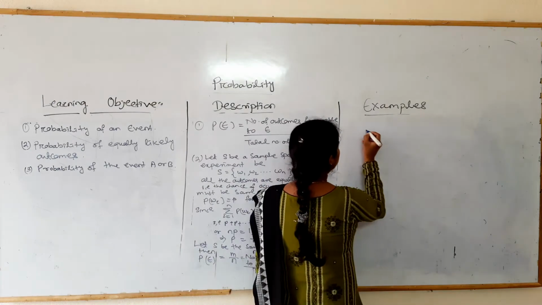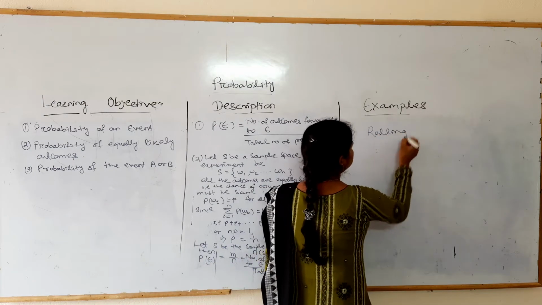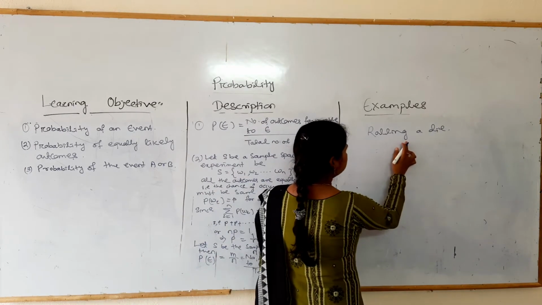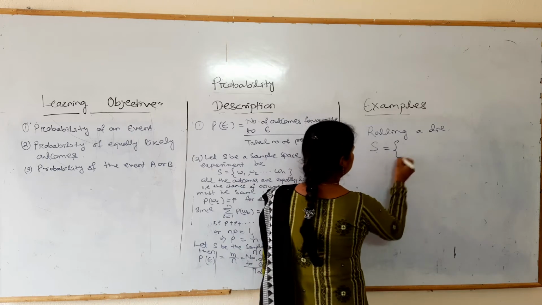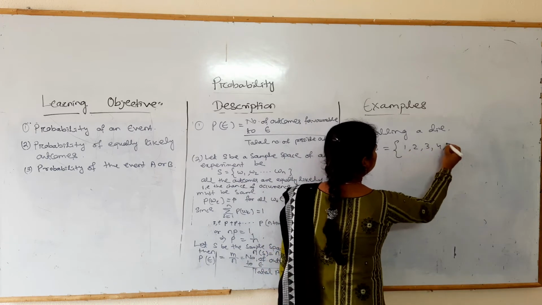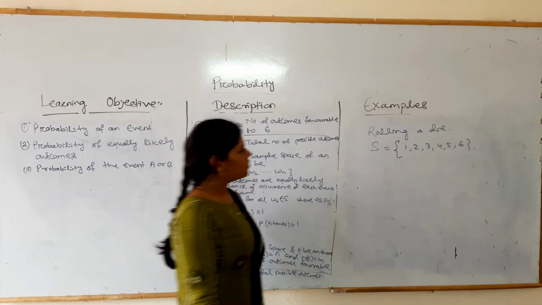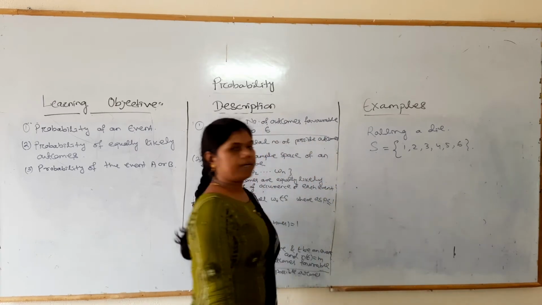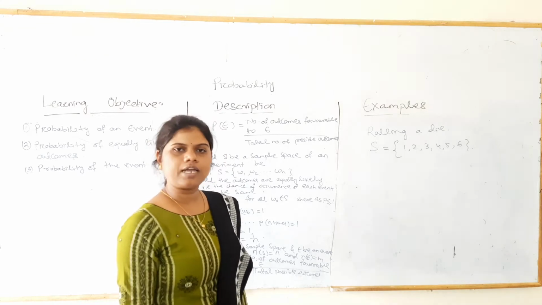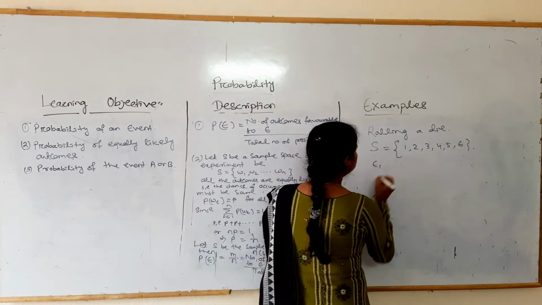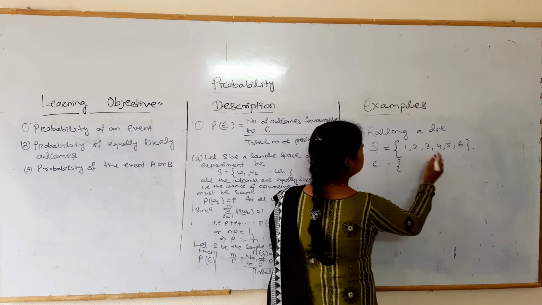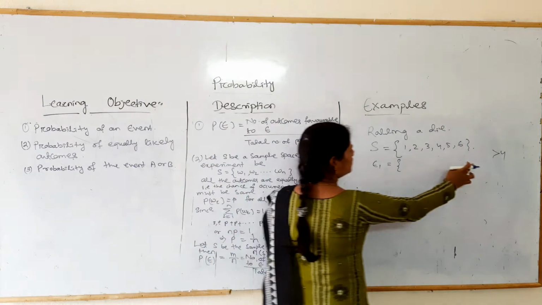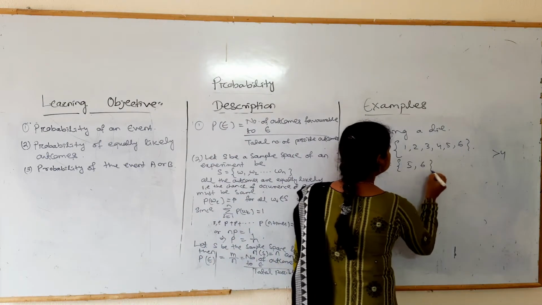For example, suppose we take rolling a die. Okay, you roll a die. So in this random experiment, the sample space S is equal to 1, 2, 3, 4, 5 and 6. Suppose the question is to find the probability of getting a number which is greater than 4. Suppose E1 is the event having elements greater than 4. We have to find the probability of this event. Greater than 4 means here 5 and 6.